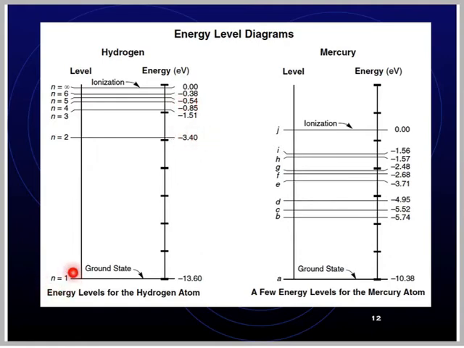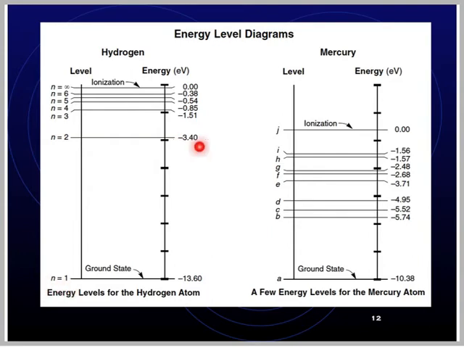So the n equals 1 level in hydrogen, for instance, this energy is minus 13.6, and the units are electron volts. And that means when the electron is in this level, the ground state, which is where the electron likes to be, you would have to add 13.6 electron volts of energy to take the electron from the ground state and remove it from the atom completely. So this represents the amount of energy associated with the ground state.